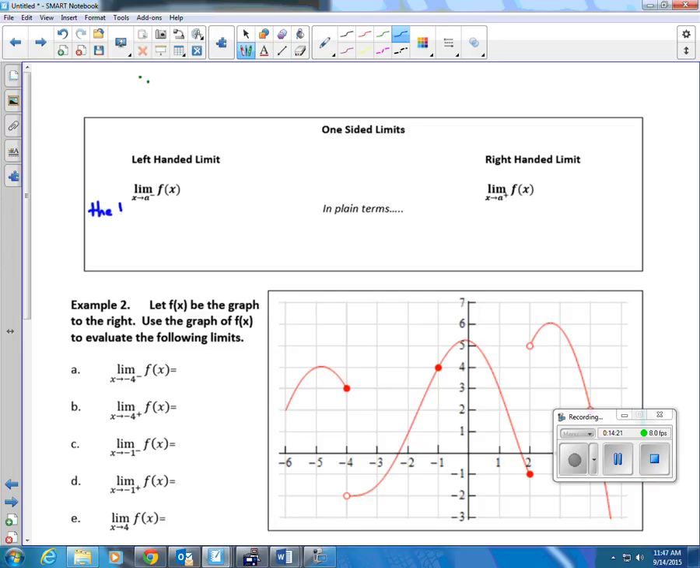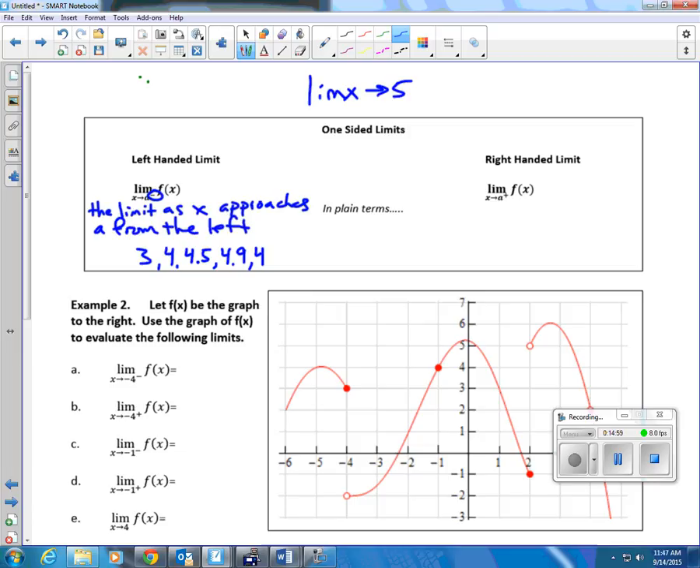The limit as x approaches a from the left. So this negative sign there, if the negative comes to the right of the x value, it means that we're approaching it from the left. Okay? So if we have the limit as x approaches 5 from the left, then you would look at values like 3, 4, 4.5, 4.9, 4.99, and so on like that.